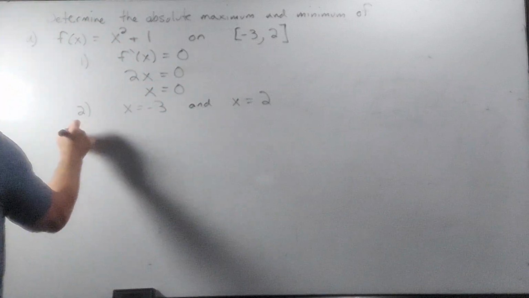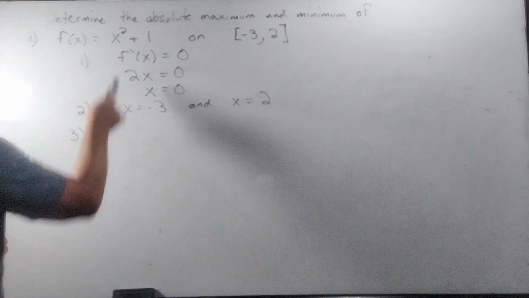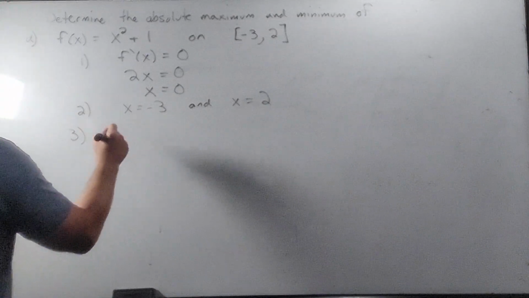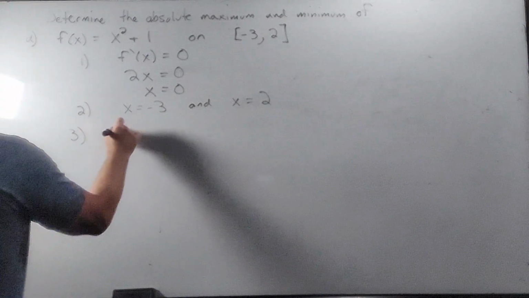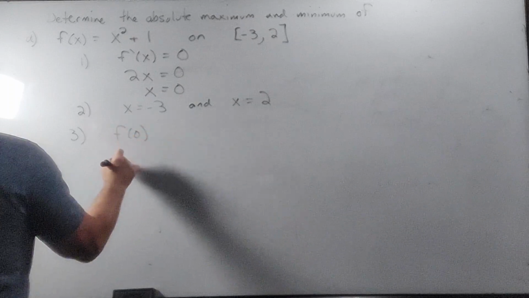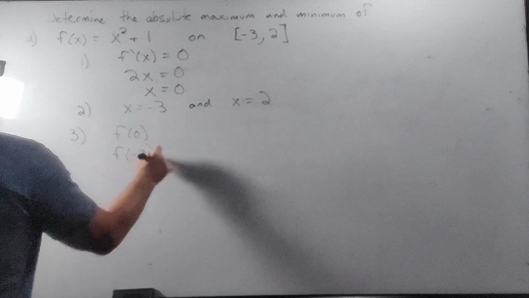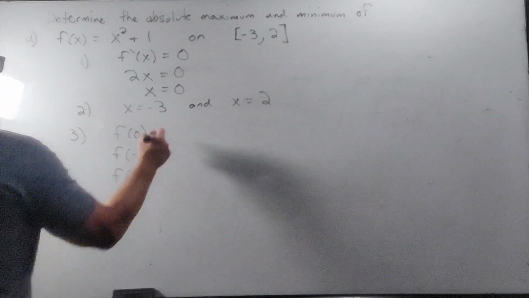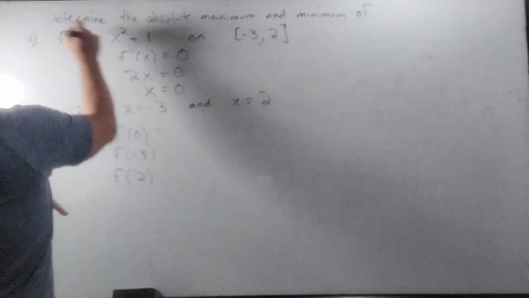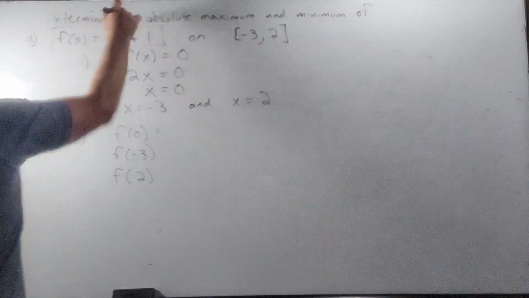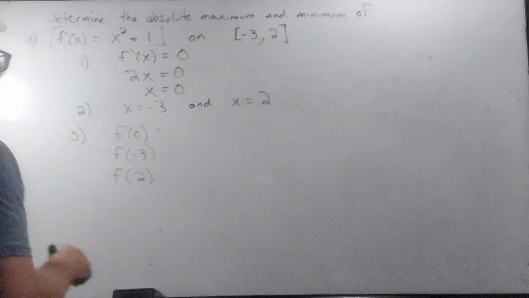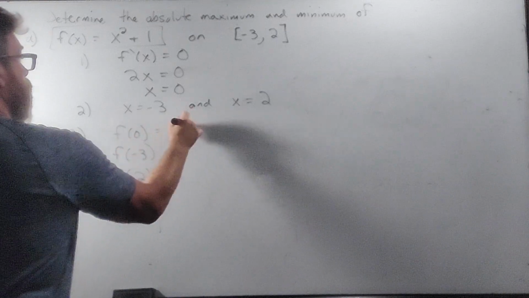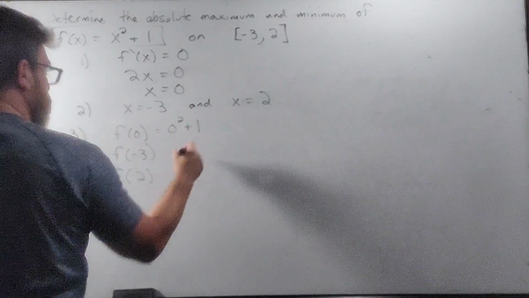In our third step, we're going to plug these things back into the original function. I'm going to figure out which one is the biggest and which one is the smallest. So let's plug in f of 0, f of negative 3, and f of positive 2. Remember, it's going back into the original function because this is where I want to find the biggest and smallest number, or output, to be more specific. So f of 0 is going to be 0 squared plus 1, which is equal to 1.